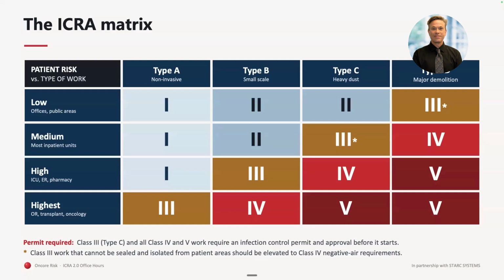One, really no barrier at all is required by the original and the current ICRA matrix. However, you may have some facilities that do require that. We'll talk about that. But then 5 being a full containment. So just a reminder, this is what the matrix looks like.